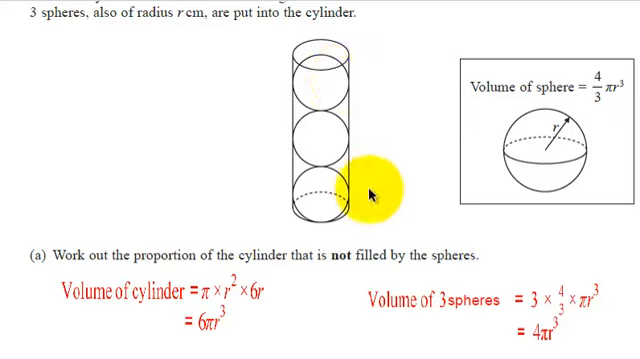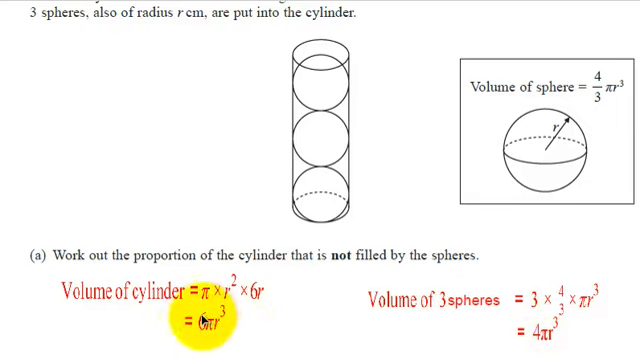There are three spheres in the cylinder, and we're told here that the volume of a sphere is 4/3 pi r cubed. If I have three of them, I have to do 3 times 4/3 pi r cubed, and that simplifies to 4 pi r cubed, because 3 times 4/3 is 4. And don't forget you have a calculator here to help you. So the volume of three spheres is 4 pi r cubed.